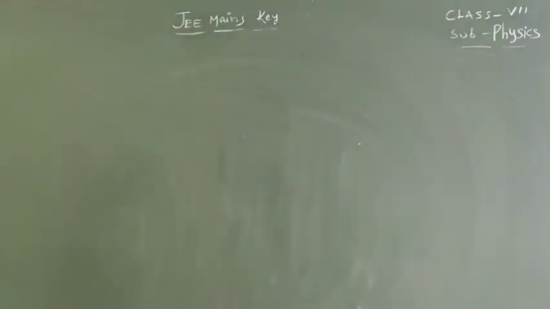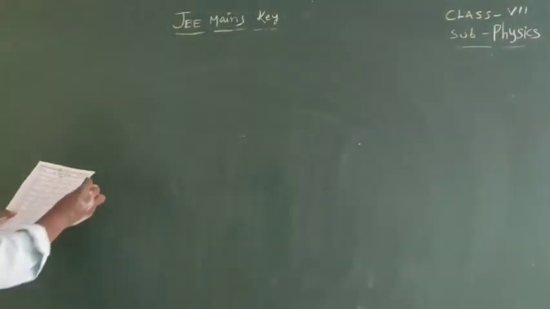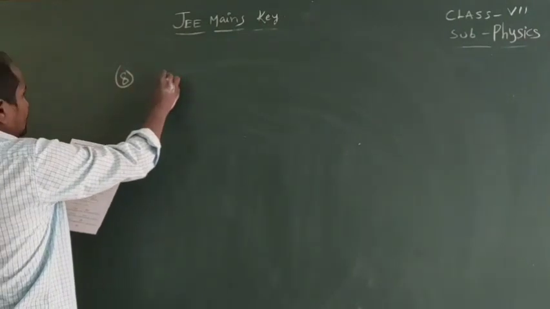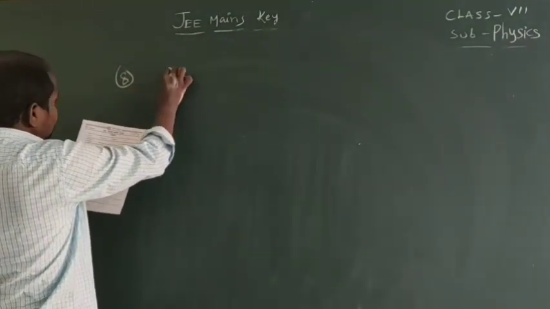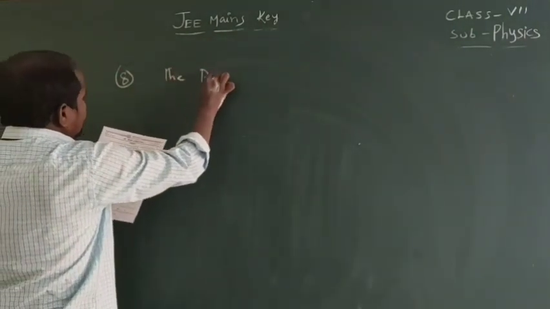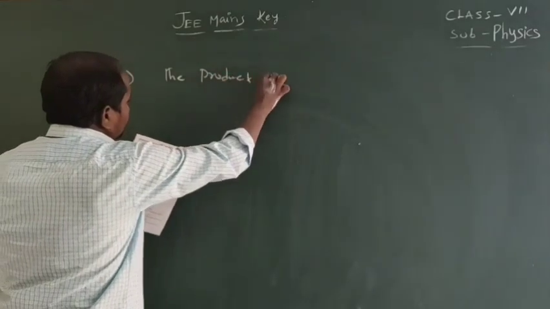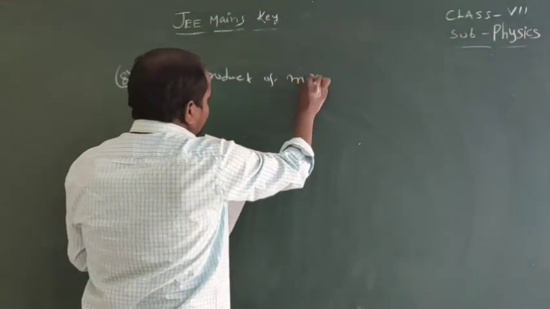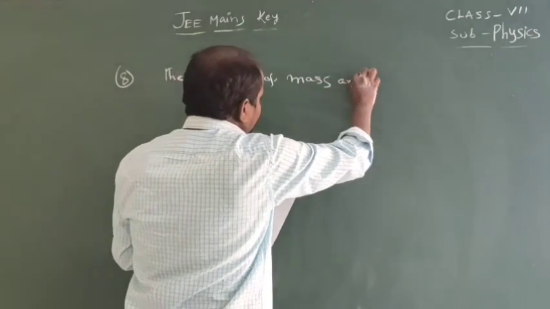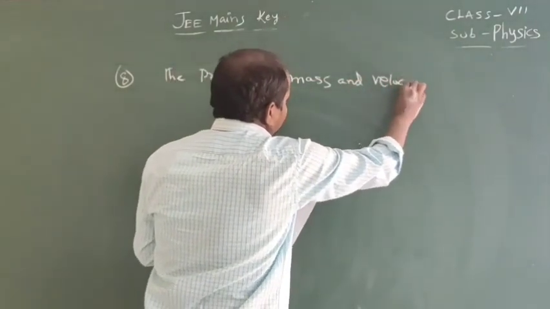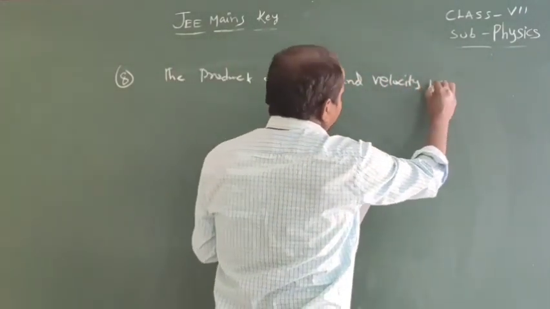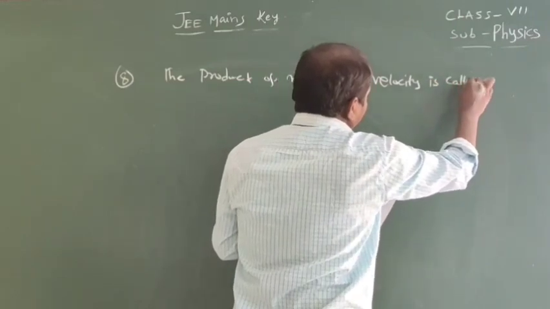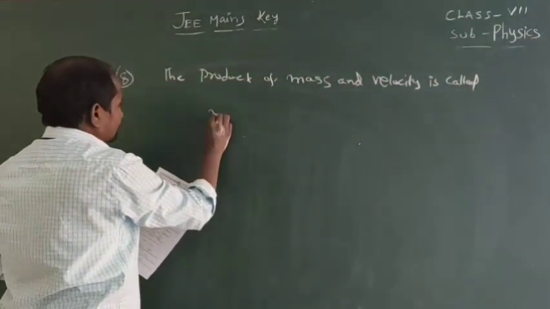Next, the product of mass and velocity is called momentum. The product of mass and velocity is called momentum.